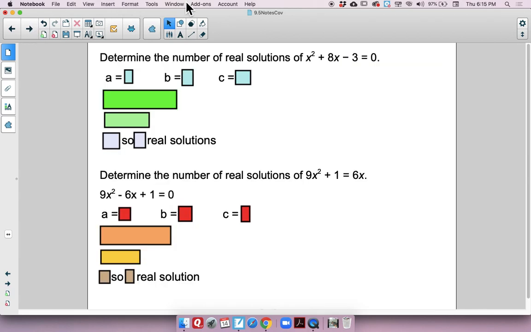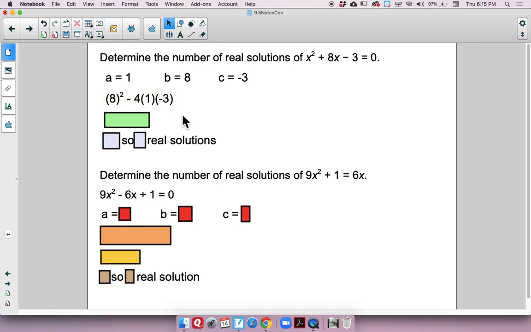Okay, so what I want you to do here is determine the number of real solutions of x squared plus 8x minus 3 equals 0. I'm not really asking you to solve this. We're just saying figure out what the discriminant is: if it's positive, it's 2 solutions; if it's 0, it's 1; and if it's negative, it's 0, or no solutions. So a is 1, b is 8, c is negative 3, because this was in standard form. Let's plug in.